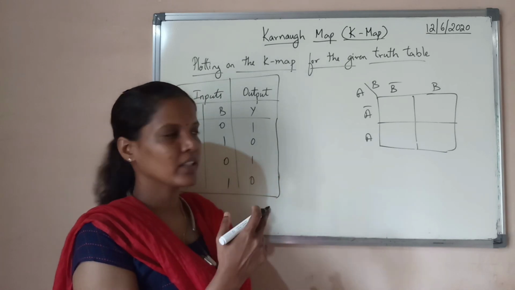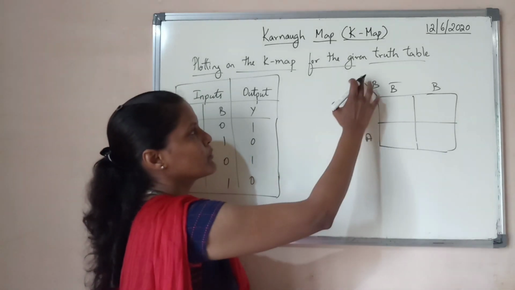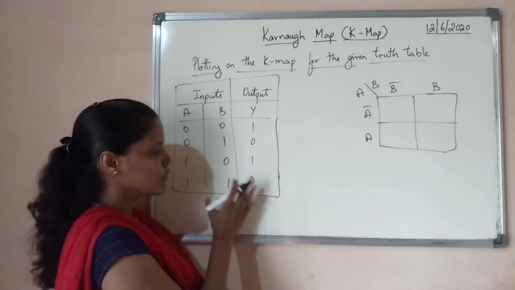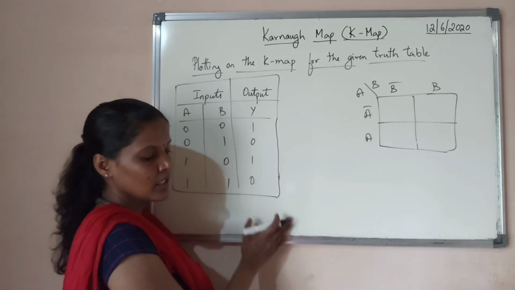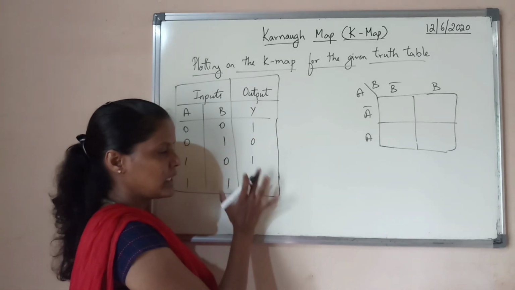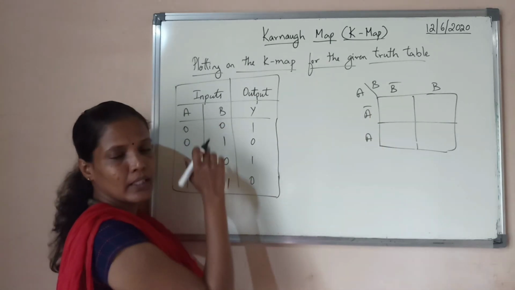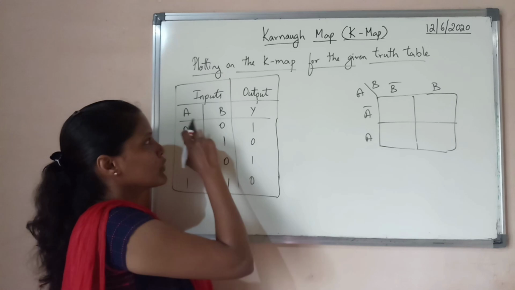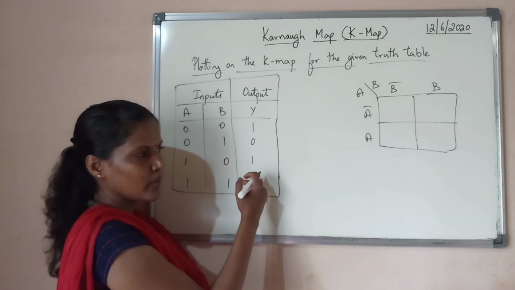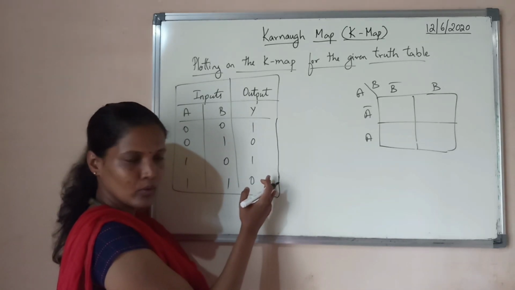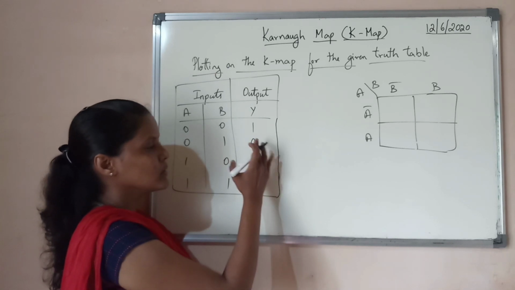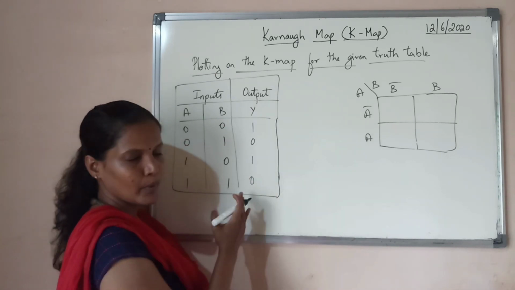This is another method of plotting the K-map, with the help of a truth table. The truth table will be given, which means the output will also be given. You have to look into the truth table and then fill the K-map. In this particular truth table, I have 2 variables A and B. For 2 variables, I have 4 different combinations and its output is also given over here. So you have to plot a K-map with the help of this truth table.